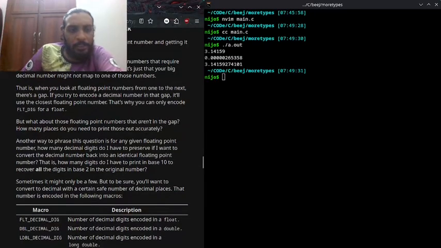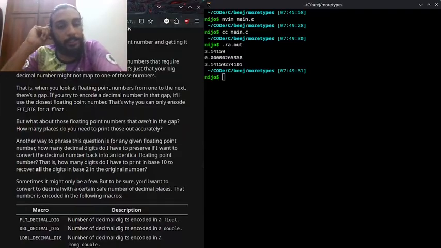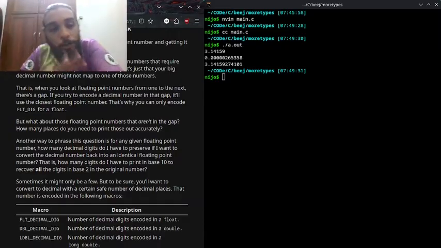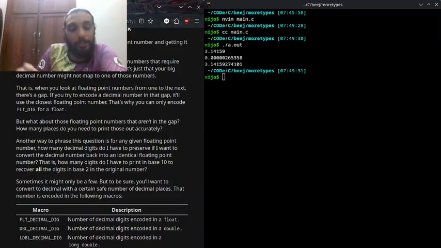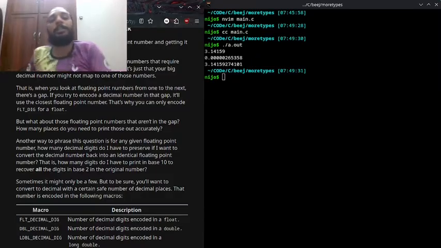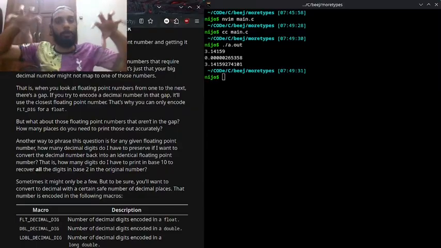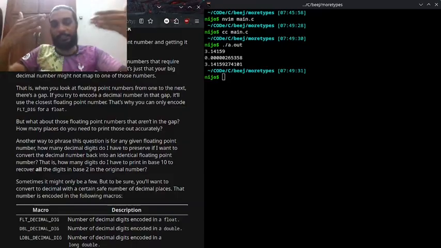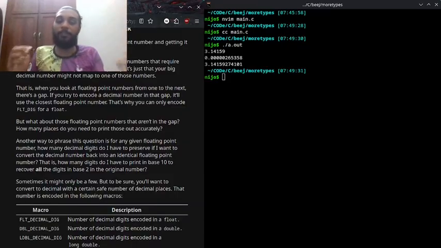I didn't get this. Can encode numbers that require more decimal places to print out completely. It's just that your big decimal number might not map to one of those numbers. That is, when you look at floating point numbers from one to the next, there's a gap. If you try to encode a decimal number in that gap, it will use the closest floating point number. Oh, so that's what it's trying to do. It has two numbers, right, with its significant digits until reaching 6, where 6 is the safest bet for the FLT_DIG macro.